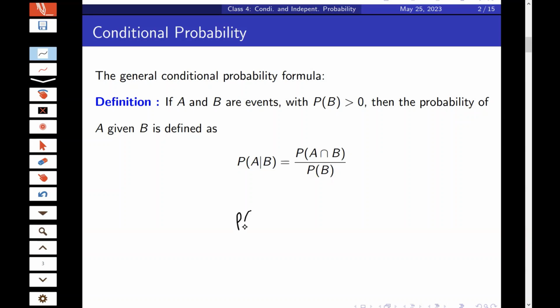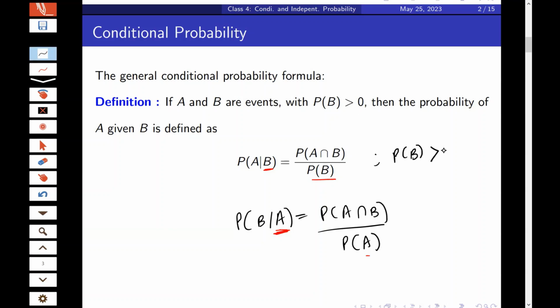And similarly, we can define probability of B given A, which is probability of A intersection B. Okay, so the intersection is the same. It's not going to change, but the denominator now should be A. That's a very important part. If the given one is B, then the denominator should be B. If the given one is A, the denominator should be A. And there's a condition here. In this case, probability of B should be strictly greater than 0. Here, probability of A should be strictly greater than 0. Okay, so that's the mathematical definition for the conditional probability.